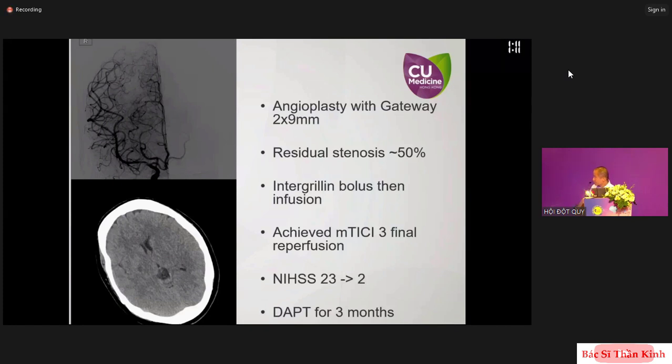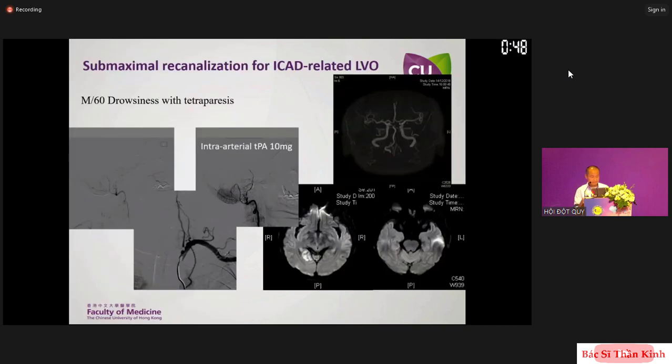And we infused Integrilin this time, which is a glycoprotein 2B3A inhibitor, as a bolus and then continuous infusion for a day. And we were able to achieve very rapid clinical recovery. The resultant infarct was actually quite small. And we can start dual antiplatelet therapy for 3 months on day 2 after the Integrilin.